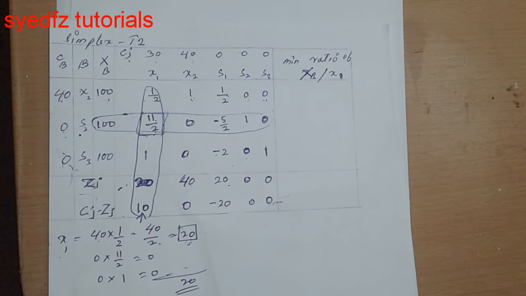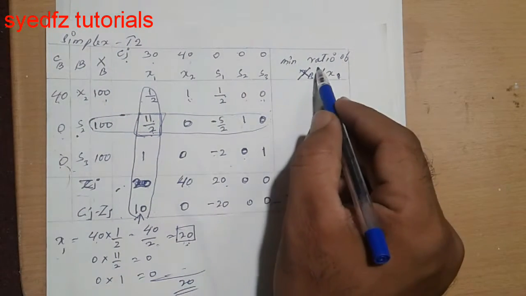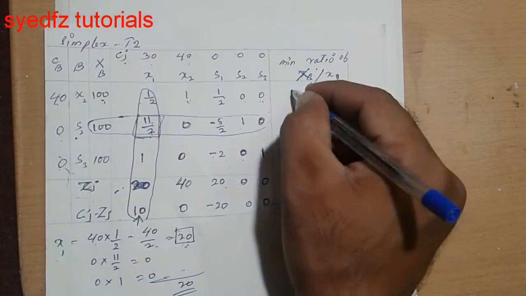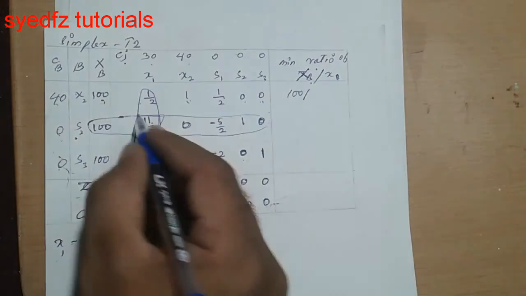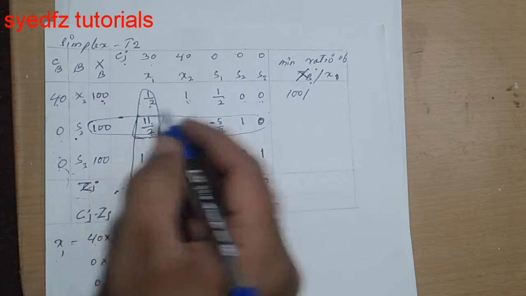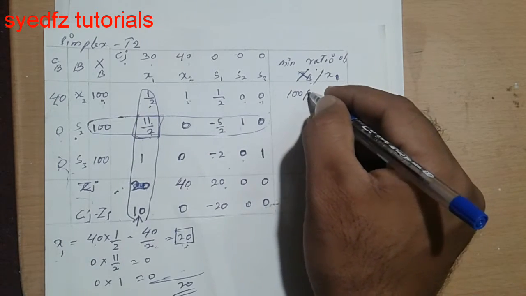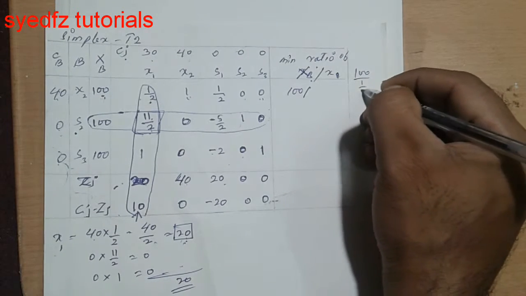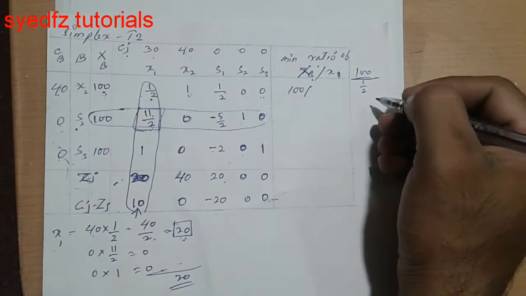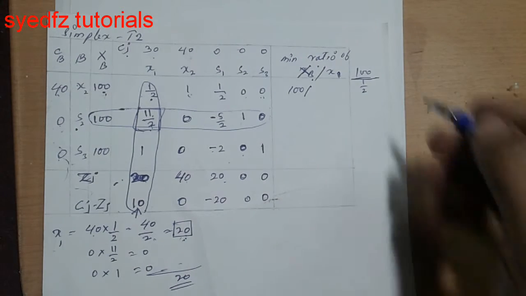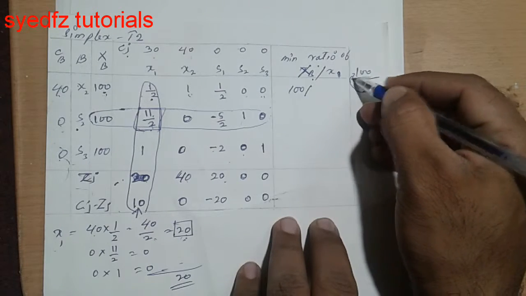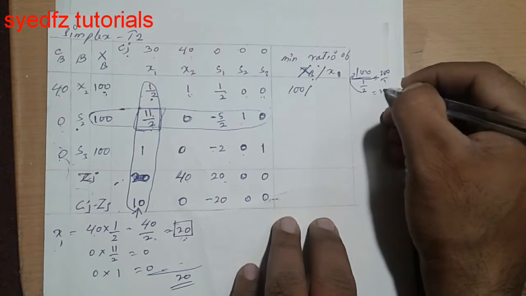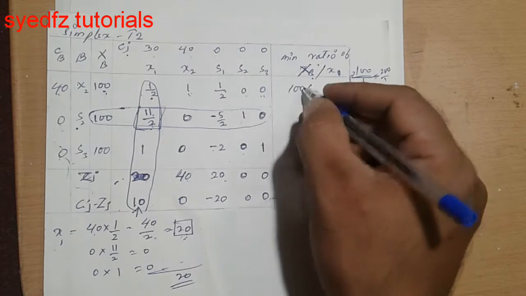Okay, so what we have to do now, minimum ratio. Minimum ratio means what is XB? XB is 100 divided by the row where we got the key element. This row. 1 divided by 2. 100 divided by 1 divided by 2, how can we solve this one? I'll show you here. This is a whole divide. So how can we calculate this one? We have to multiply these two into 100. 2 into 100, 200 divided by 1 means 200. Answer is 200.